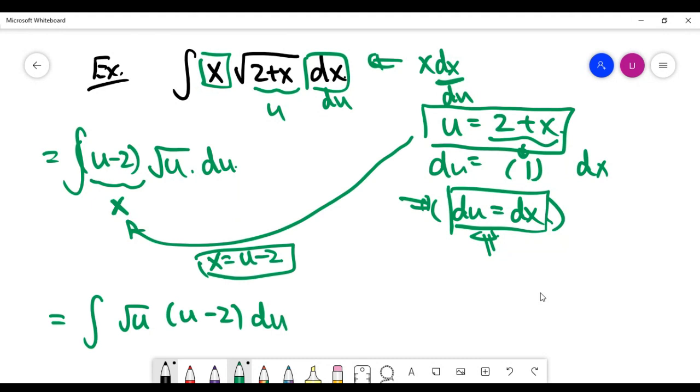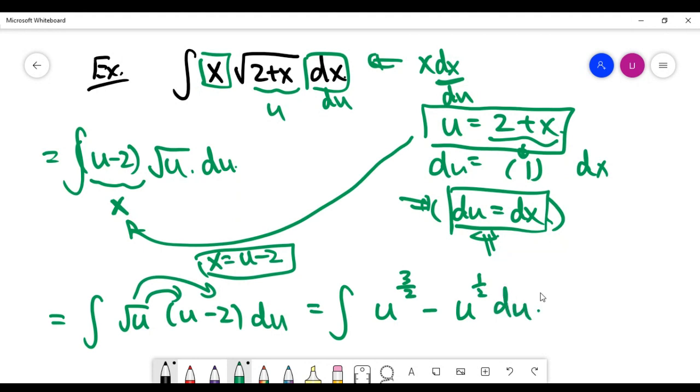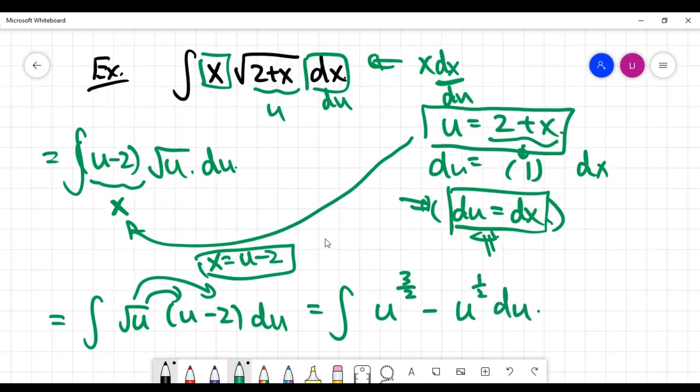And let's see whether you can do this calculation. I think we can distribute the square root of u inside. So the first term would be u to the power 3 over 2. The second term would be minus 2 times square root of u, which is u to the power half, right? And I trust that you're able to do this integration by the power rule.